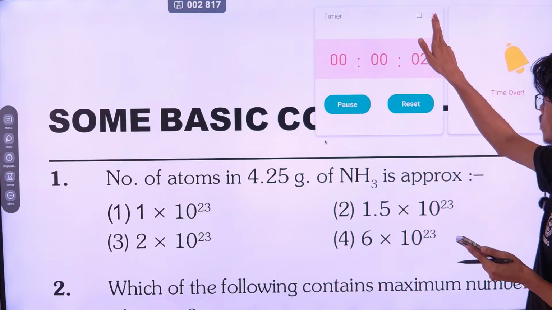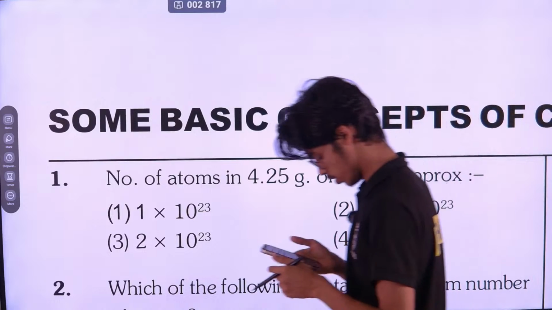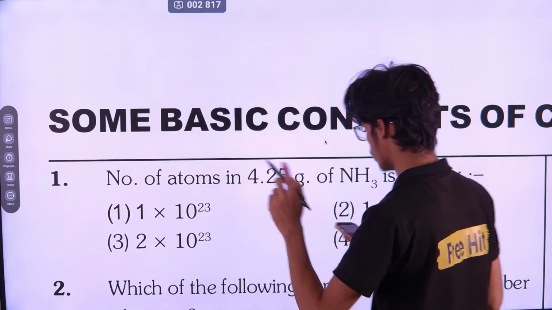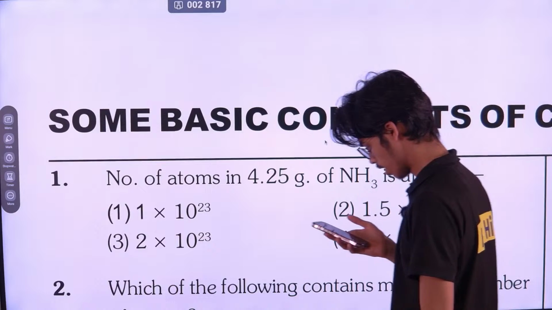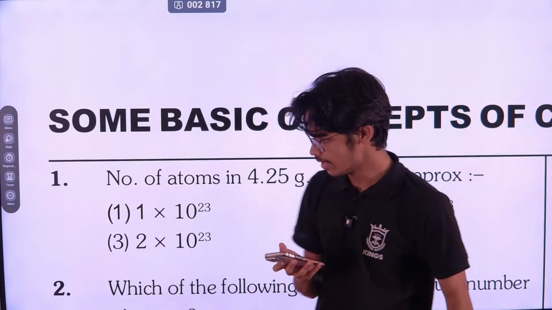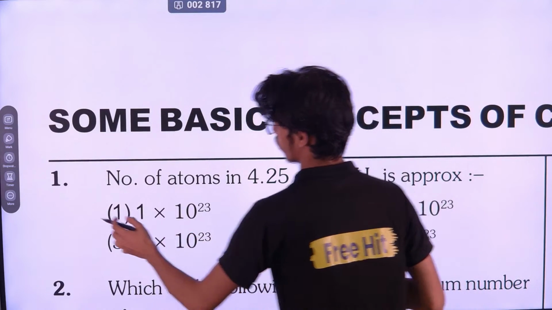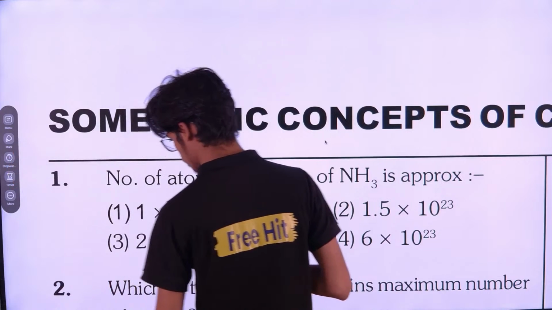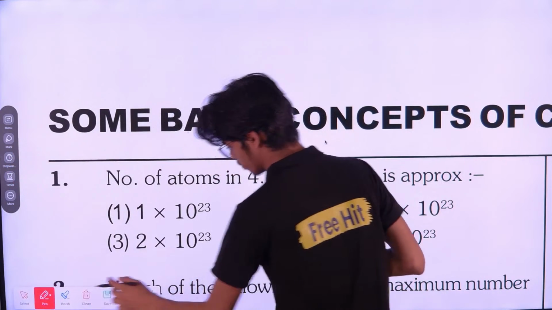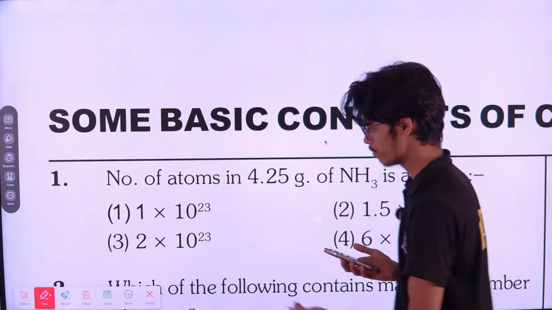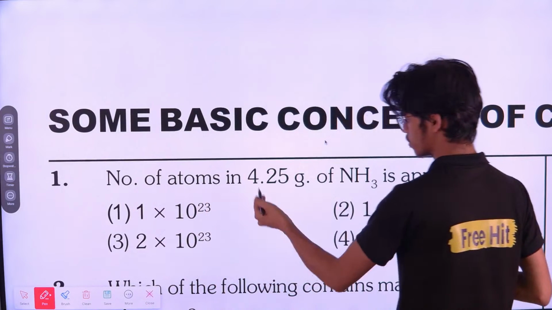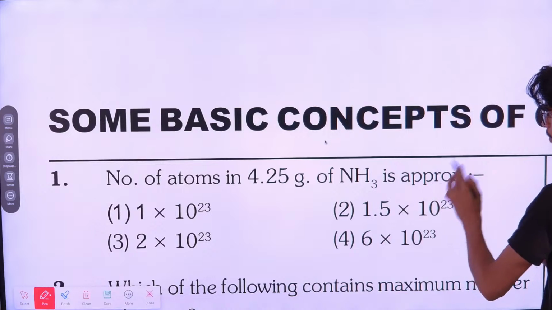Okay, done. Now we can start. Jyoti is saying, sir, question number 1, option 4 is the right answer. Let's see, Jyoti, if your answer is right or not. First of all, the question is very easy. We are going to start from very easy problems and then move to the tough ones. So, number of atoms in 4.25 gram of ammonia is approximately how much?